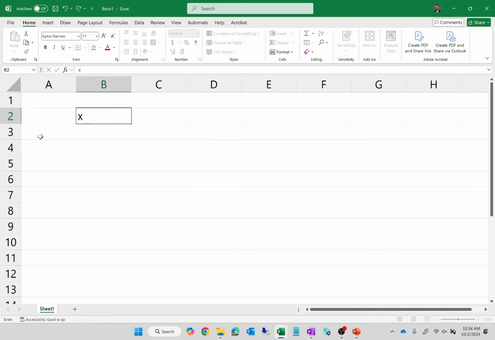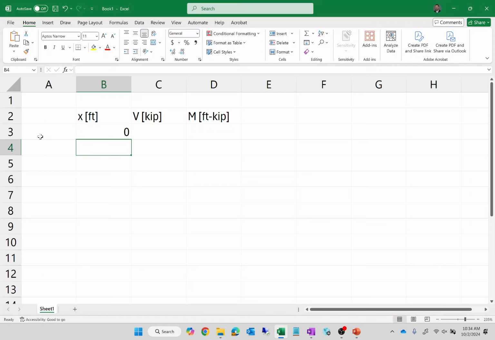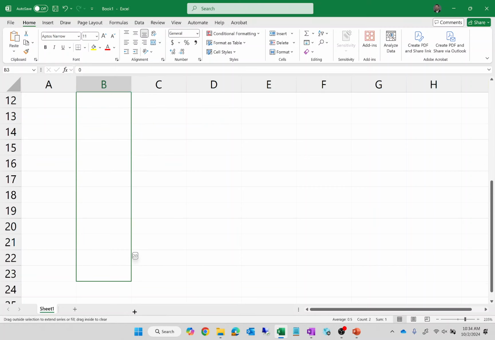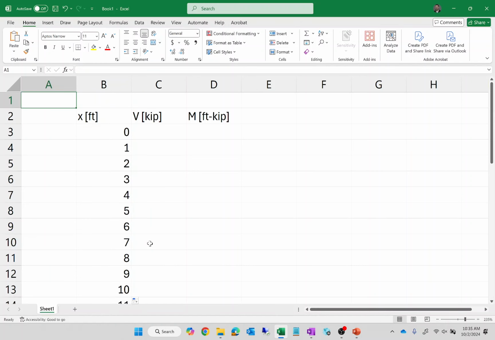We'll say that's going to be in feet. We're going to do that. Okay? How long was this beam, by the way? 30 feet. So we'll say 0, 1, and then remember you can highlight this, put your cursor over that bottom corner until you get the solid black crosshair. We're going to drag until we get to 30. Y'all remember that? Okay.